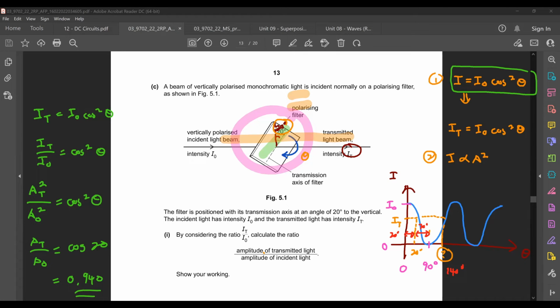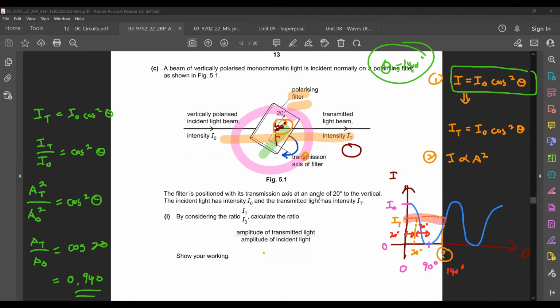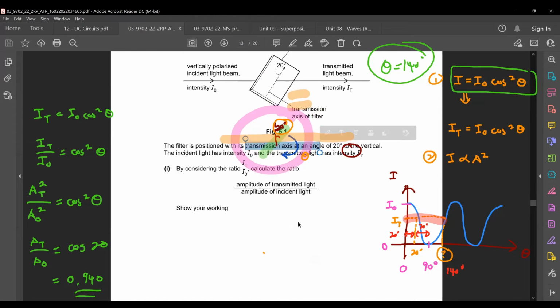I want to get back that same intensity IT here. Okay, so how do I get back that same value? If I try to get plus 70 from 90, I'm getting 160. This one cannot be. The answer is 140. So how do I get the 140? The angle is 140 degrees. So there could be something here that I'm missing out.